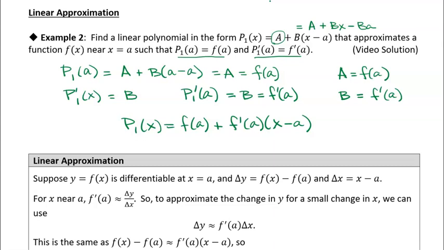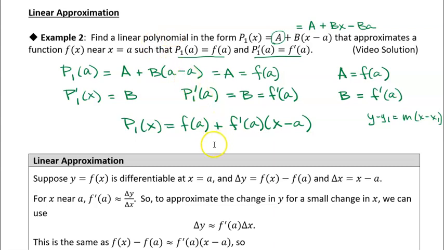Now, this is exactly the same as the point slope formula. The point slope formula says y minus y1 equals m times x minus x1, where x1, y1 is a fixed point and m is the slope. If I rearrange this, I can subtract f of a from both sides, and essentially I have the change in y is equal to the slope times the change in x. So it's the same as the point slope formula.